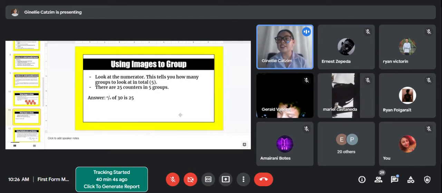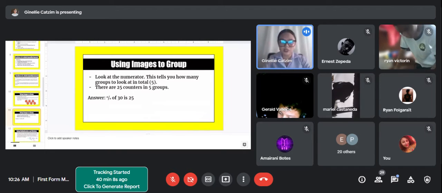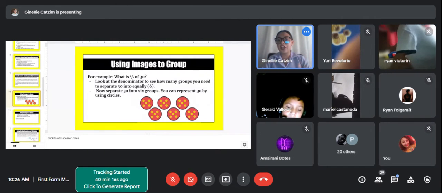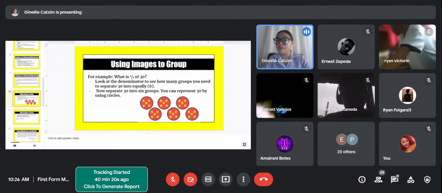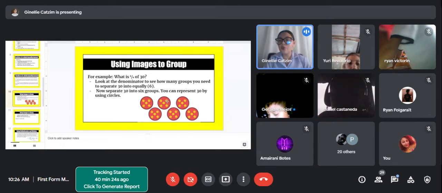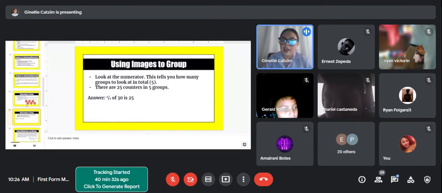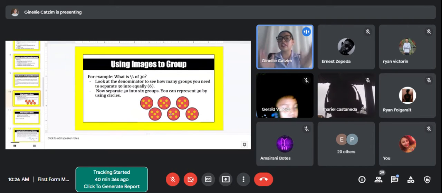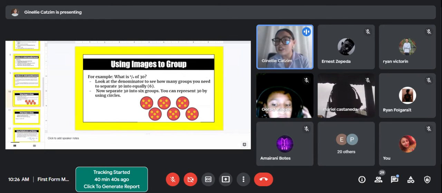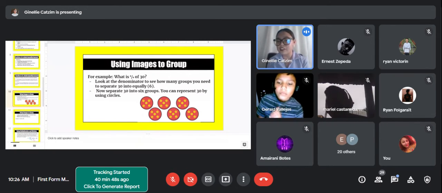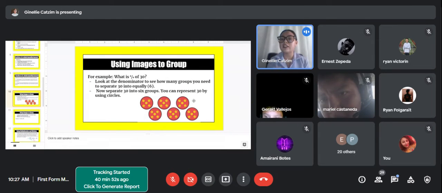So now what follows is look at the numerator. This tells you how many groups to look at in total. So because the numerator of this one is 5, we will only look at 5 groupings that we have there. We have 6 in total, right? But we only want 5 of those 6. So if we take 1, 2, 3, 4, 5, and we count how many we have? 25. Why? Because we only want 5 out of the 6 that we just made, right? So because we only want 5 of these groups, we just count up to 5. You notice that each circle has 5 dots. So we count how many of those are in the total 5, and that is our answer.